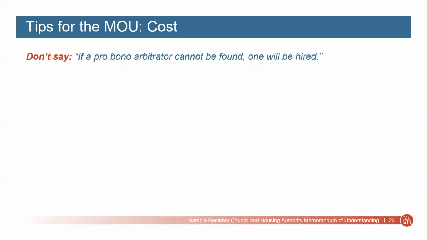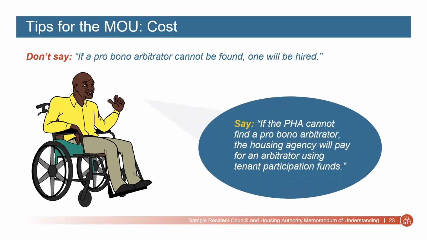Another example. If the MOU states that an arbitrator will be used to resolve disputes, the MOU should specifically say who will find a volunteer arbitrator or who will pay for an arbitrator. So instead of saying, if a pro bono arbitrator cannot be found, one will be hired, you could say, If the PHA cannot find a pro bono arbitrator, the housing agency will pay for an arbitrator using tenant participation funds.